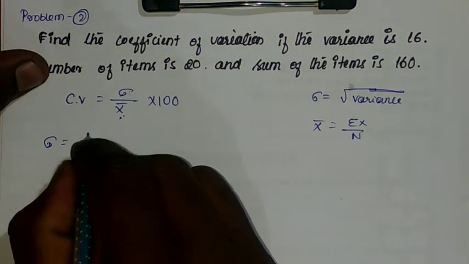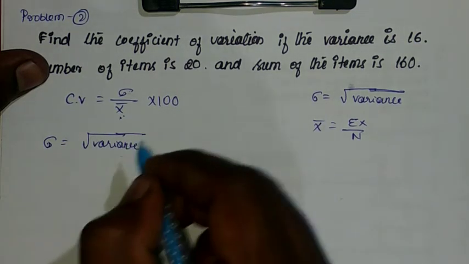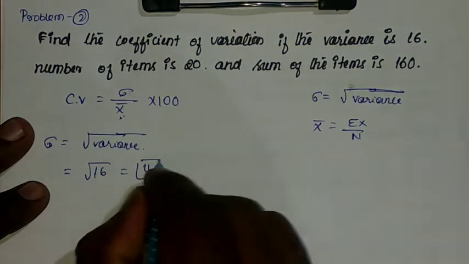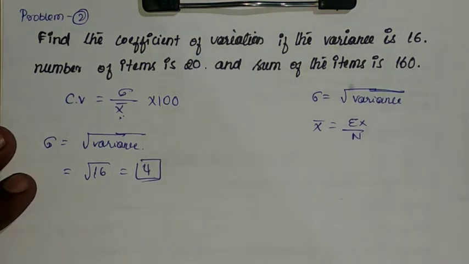Standard deviation is equal to the root of variance. Variance is 16, so the root of 16 gives you 4. So standard deviation is 4. Then go with x bar.